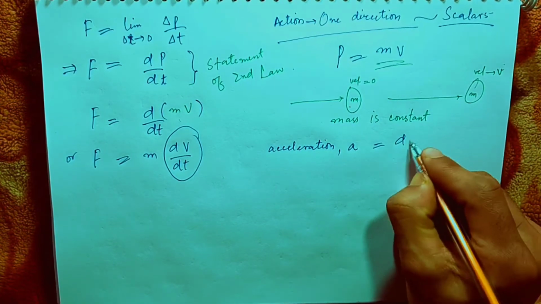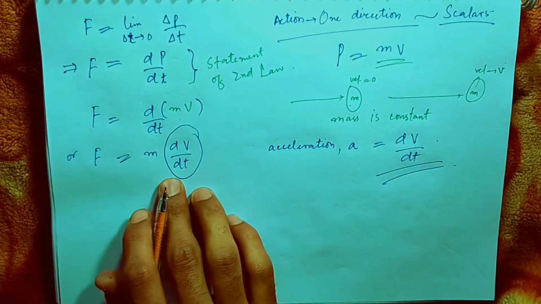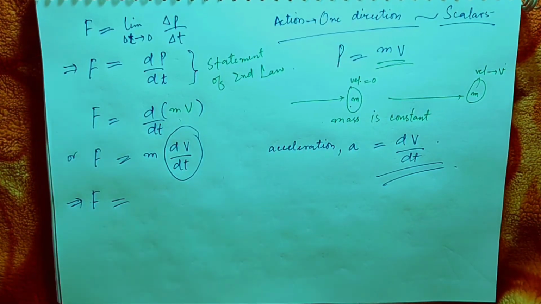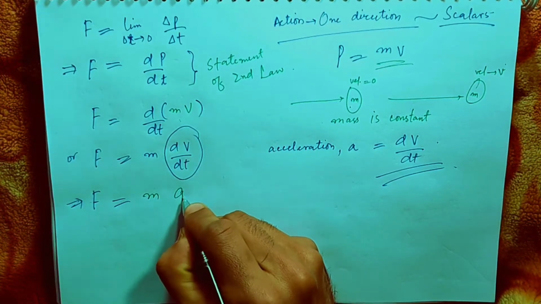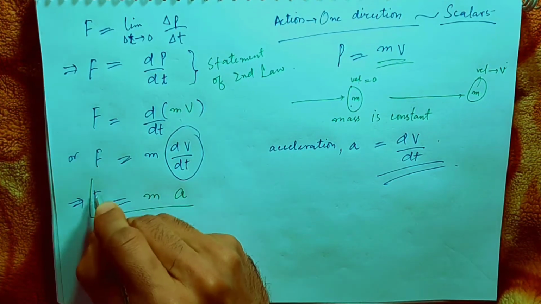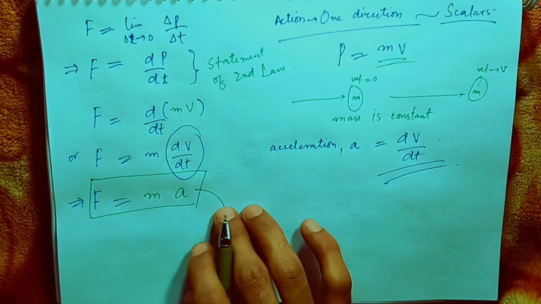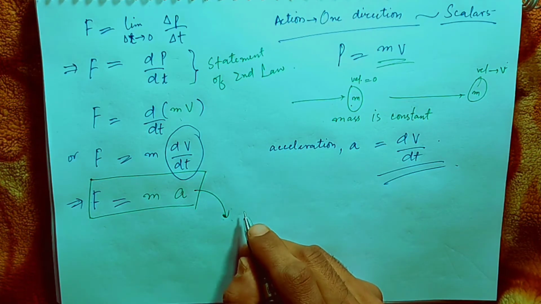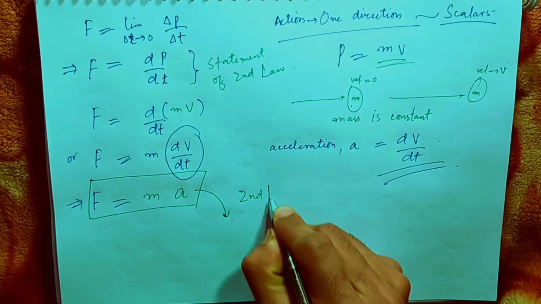Acceleration is equal to the rate of change of velocity with respect to time. So that means force will be equal to the product of mass and acceleration. This is another form of the second law of motion.